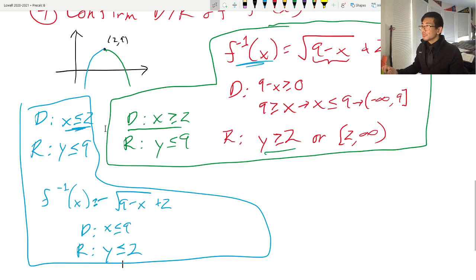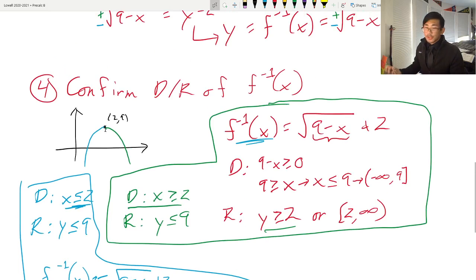Okay. Again, what would also be wise to do is to take this graph, restrict its domain, and graph it along with this inverse and just see what happens. Again, if you did it correctly, you know that they should look like reflections of each other across the line y equals x.